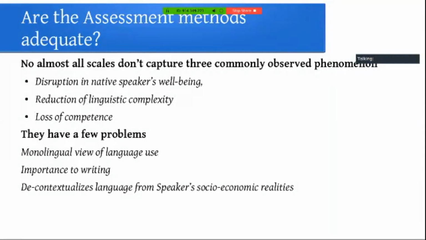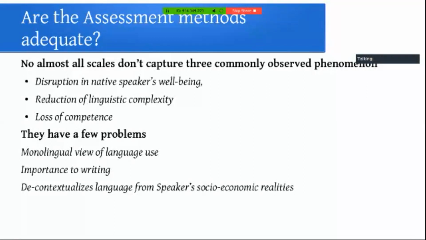Then the other thing that almost all the scales do is they give an undue advantage to writing, or rather to literacy. Writing as a tool, or literacy as a tool, is given undue advantage. Most of the scales, especially EGIDS, give a lot of importance to literacy, so that it marks the boundary between safe and endangered languages.